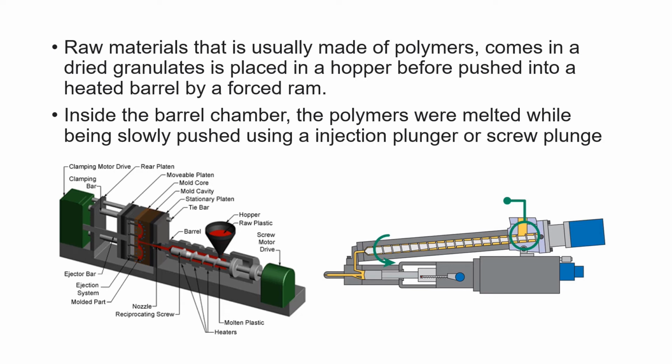Inside the barrel chamber, the polymers are melted while being slowly pushed using an injection plunger or screw plunge. As you can see on the right figure, it shows the two types of plunge commonly used in this machine, where on the top is the screw plunge and the bottom is the injection plunge. Some machines include both, or two of the same plunge, inside their machine system.